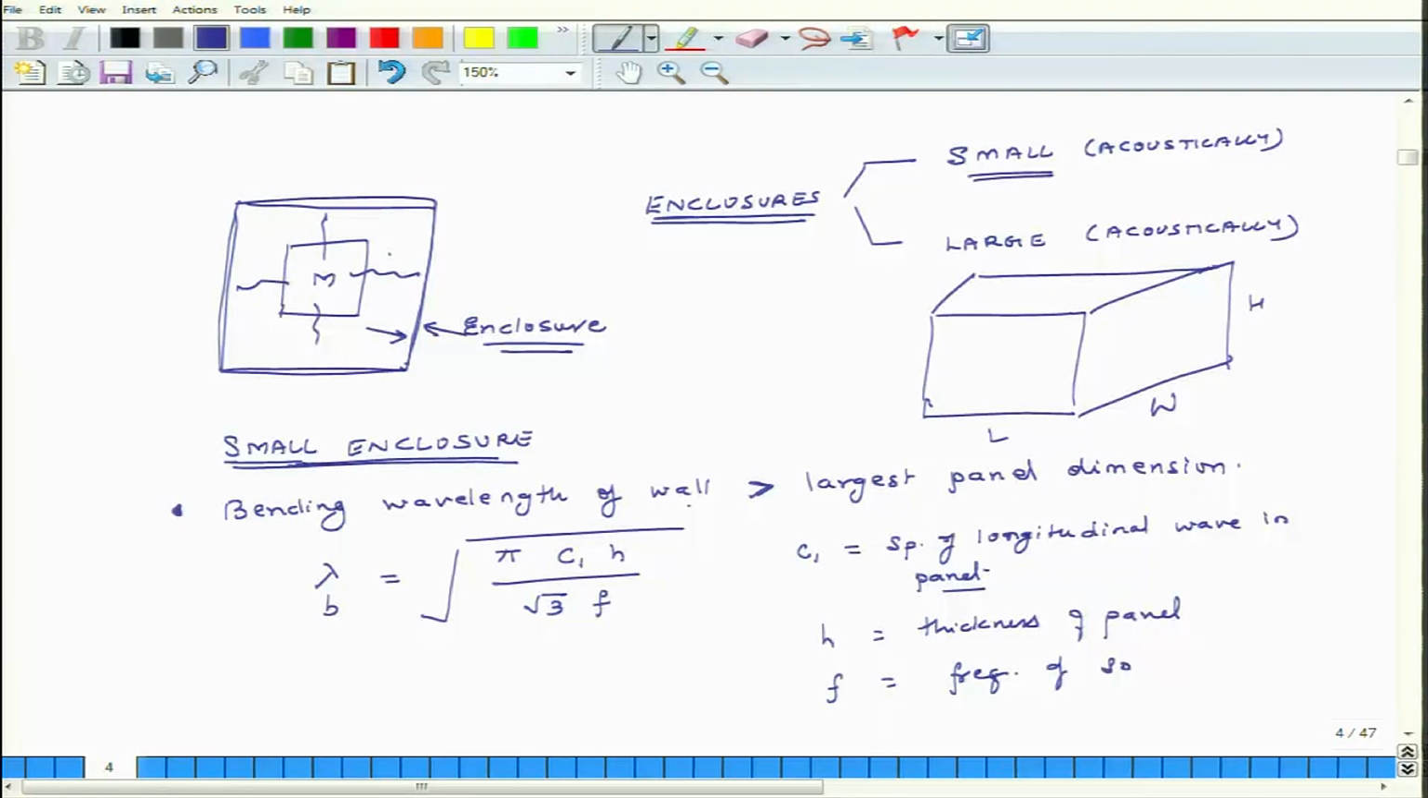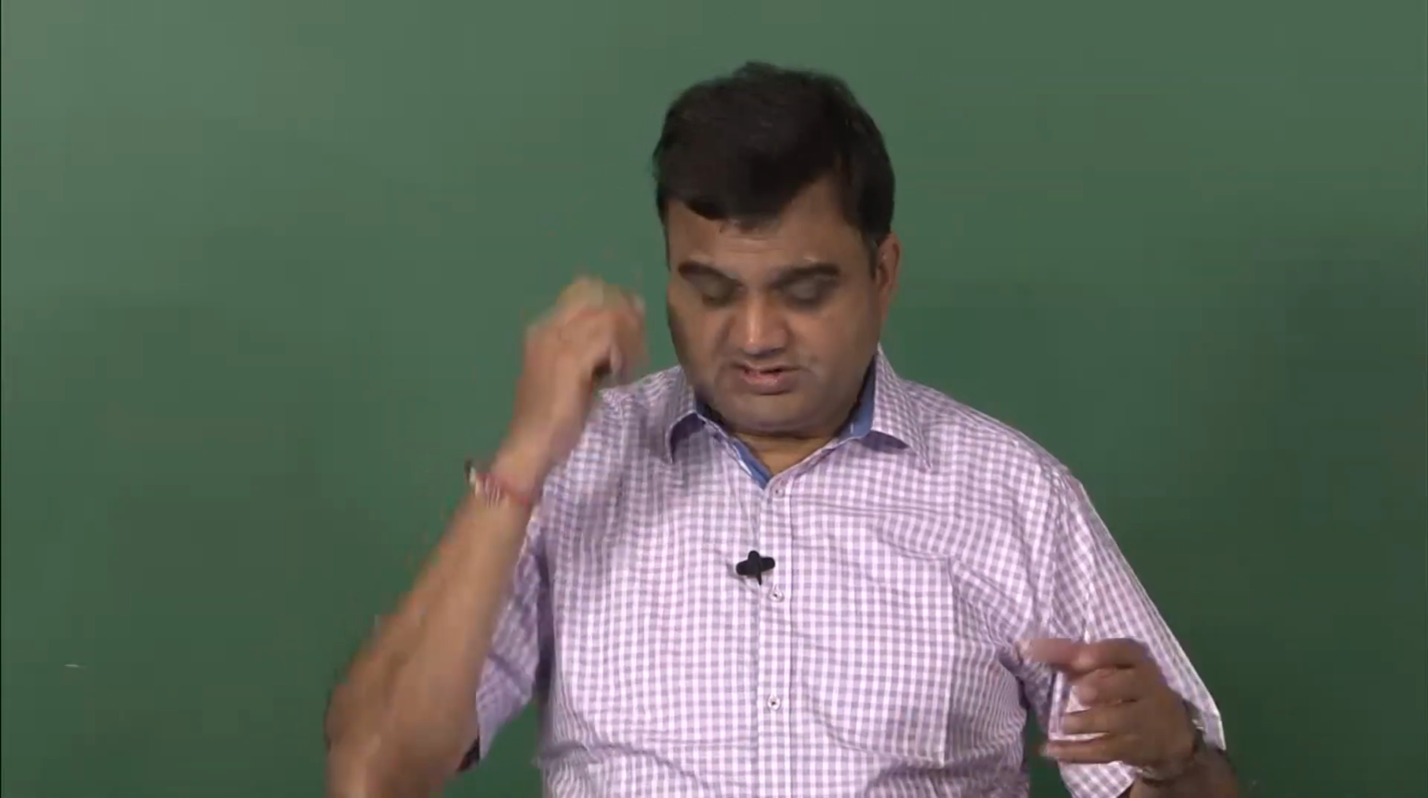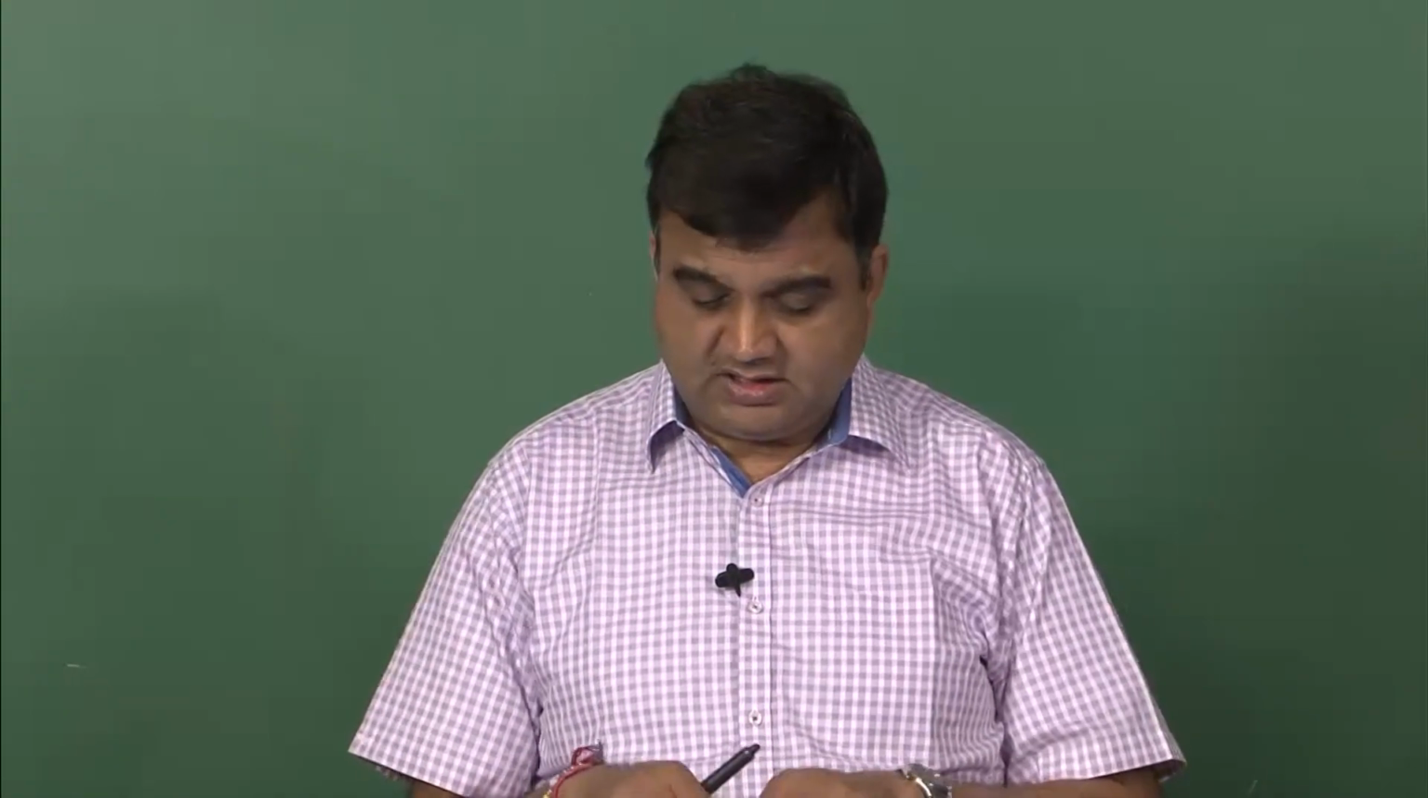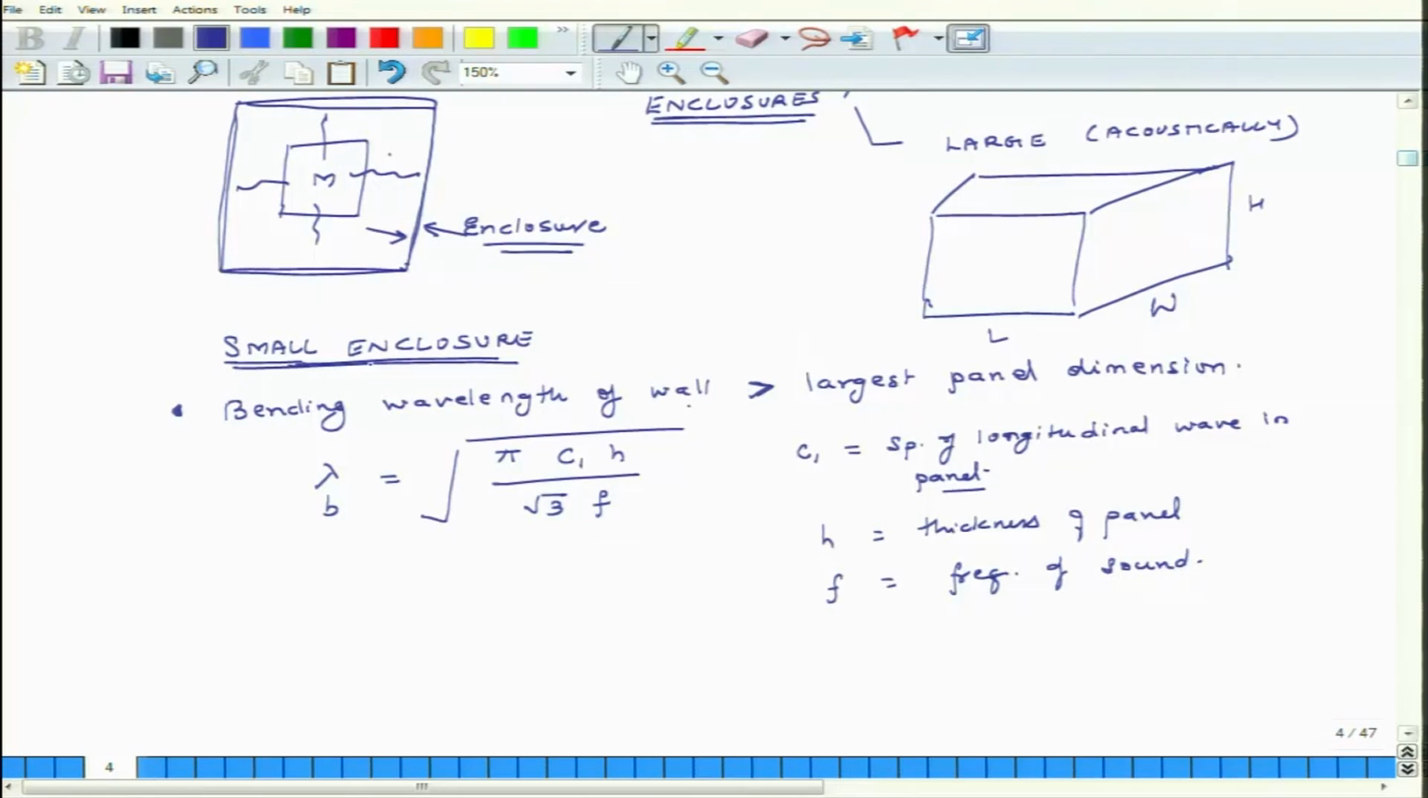of sound. If the machine is just generating a single frequency, then we will calculate the bending wavelength associated with that frequency. If it is generating a lot of frequencies, then we will compute the smallest possible wavelength associated with the largest frequency, and then we will see whether that smallest wavelength is more than the largest panel dimension or not. If it is more, then it meets our condition. So, this is the first condition for the enclosure to be small, and then there is another condition.